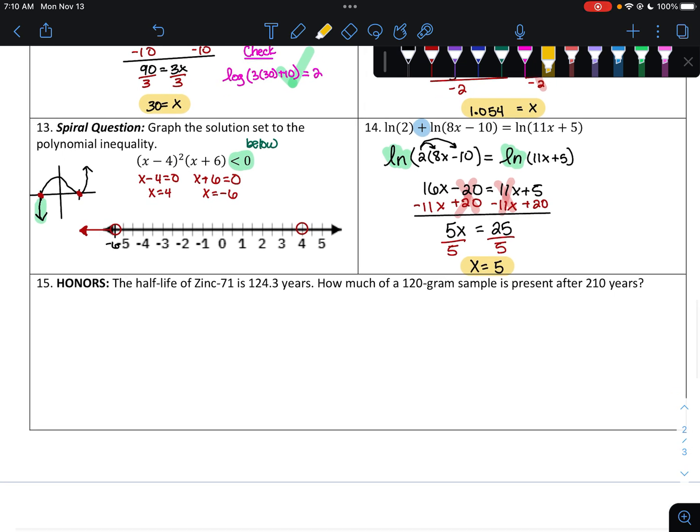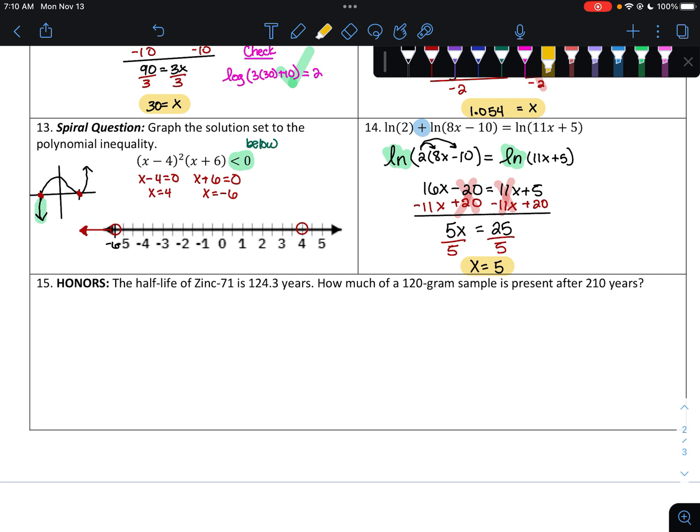And then this last question is for my honors classes only. So if you're not in an honors class, then you can skip this question. So the half-life of zinc 71 is 124.3 years. How much of a 120 gram sample is present after 210 years?